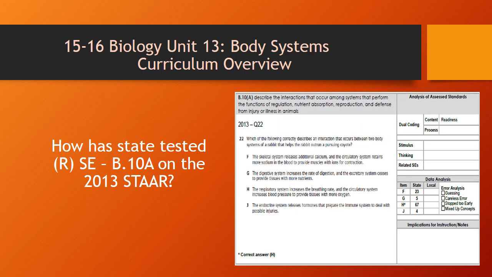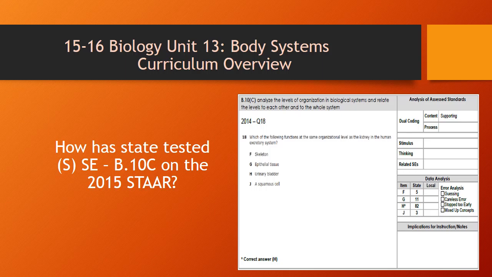And in a 2013 question, we're talking about two body systems that are interacting to help this rabbit outrun a pursuing coyote. And based off of the SE describing the interactions between the systems, what type of function are we describing? And in this one, we're talking about the defense from injury or illness in an animal. So again, as you go through and look at different STAR questions, please notice how the SE is being broken down in STAR questions and how the state is interpreting that SE.